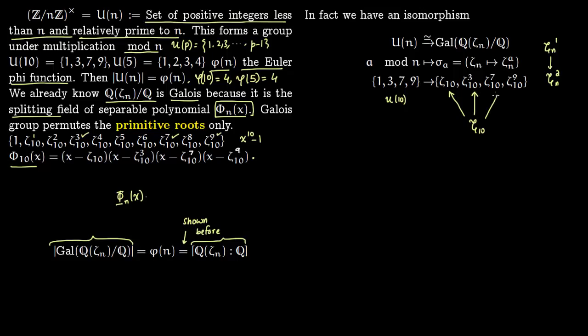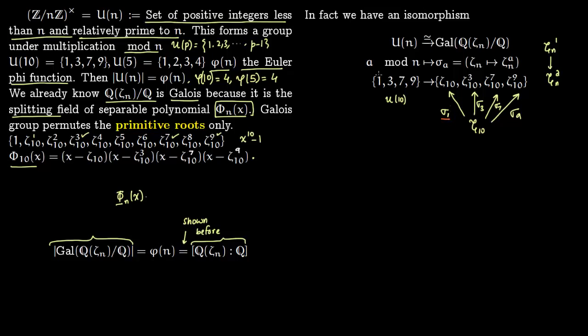So it has these 4 maps, and the first map corresponds to the identity map. It takes zeta n to zeta n, so 1 goes to 1. The second map corresponds to sigma 3, so 3 goes to sigma 3. For 7 you have this map sigma 7, and for 9 we have this map, which goes to sigma 9. So now you see the maps in one-to-one correspondence.